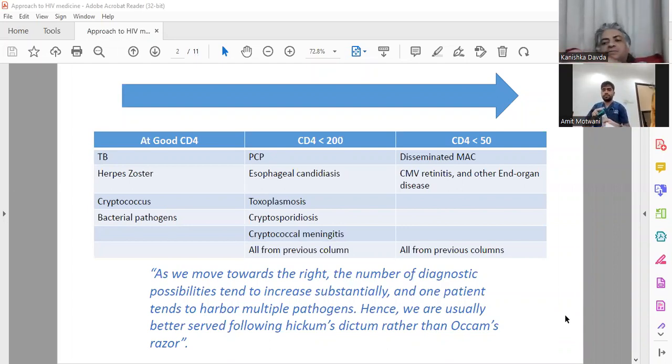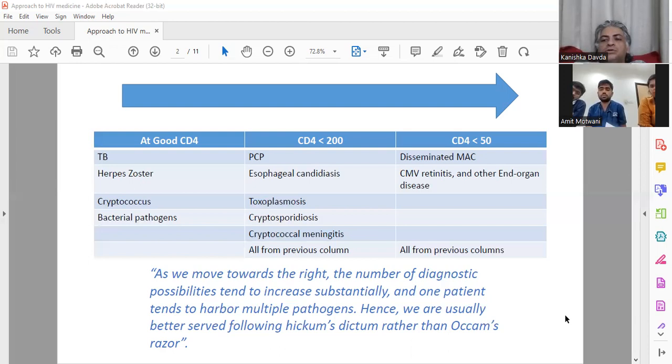So a person with CD4 of 5 or 10 doesn't mean that he can have only MAC and CMV. He can have TB also, he can have PCP also, he can have esophageal candida also, toxo also, crypto also. Barabar? So as you go towards the right side or go down towards stage 3, stage 4, the number of diagnostic possibilities tends to increase substantially, and one patient can have multiple pathogens.